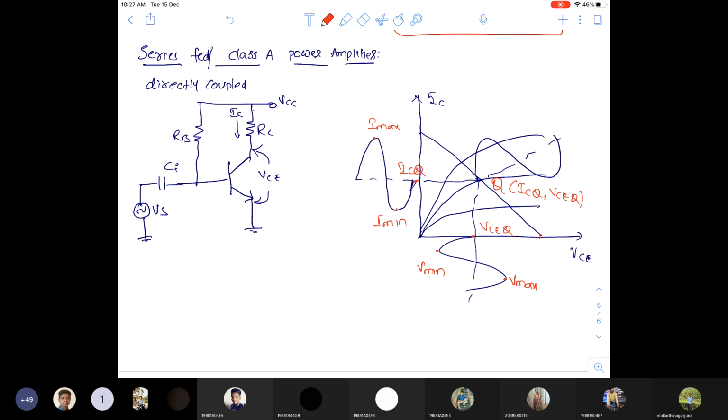Now see, the RC resistor is directly connected to the collector terminal here. VCC is connected to the collector terminal through the RC. So this is a series fed or directly coupled class A power amplifier. In this class A power amplifier, first, the definition of the power amplifier: so what is the power amplifier here?